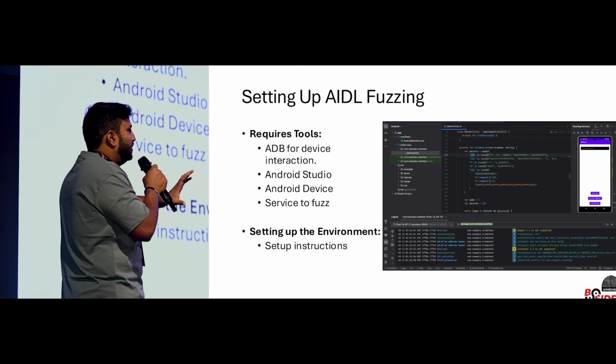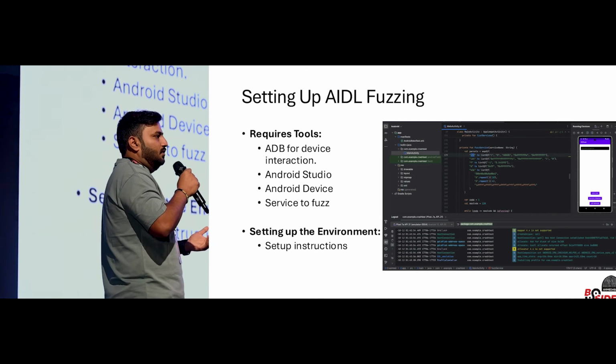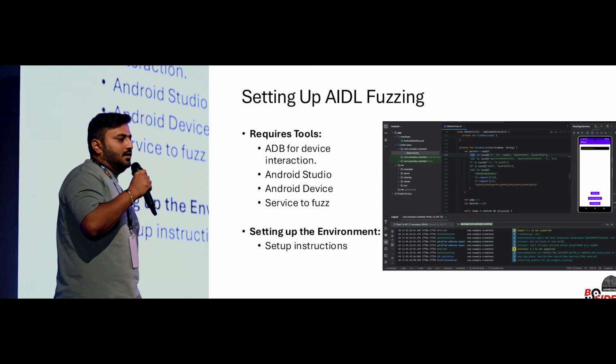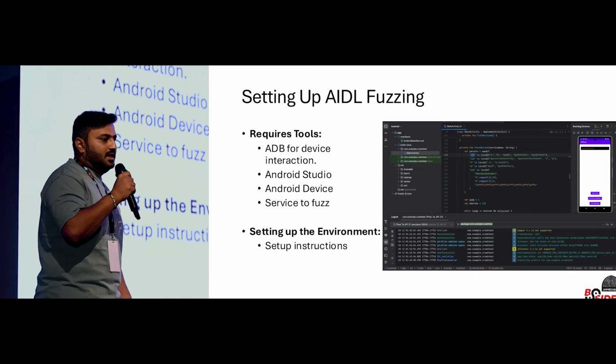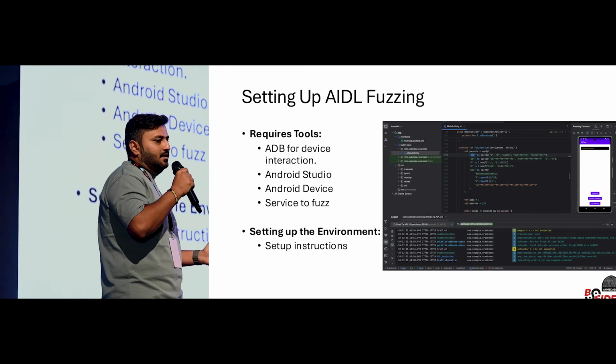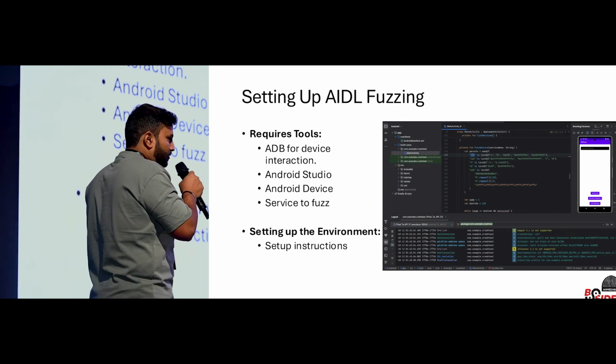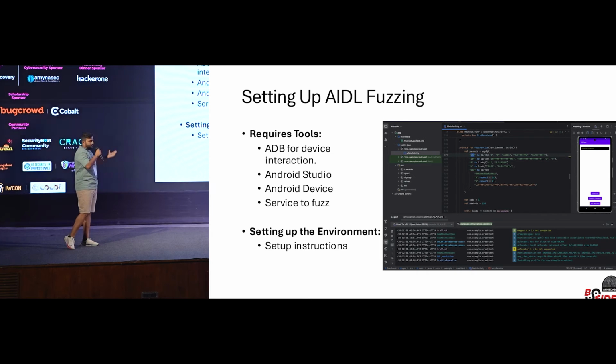So the tools required are not state-of-the-art hardware with 100 GPUs or something. It's very simple. You need a mobile phone. You need Android Studio to compile the app for sure. You need ADB to interact with the phone, to see the logs that are being generated on the phone, and the service you want to fuzz. So we go to the next slide.